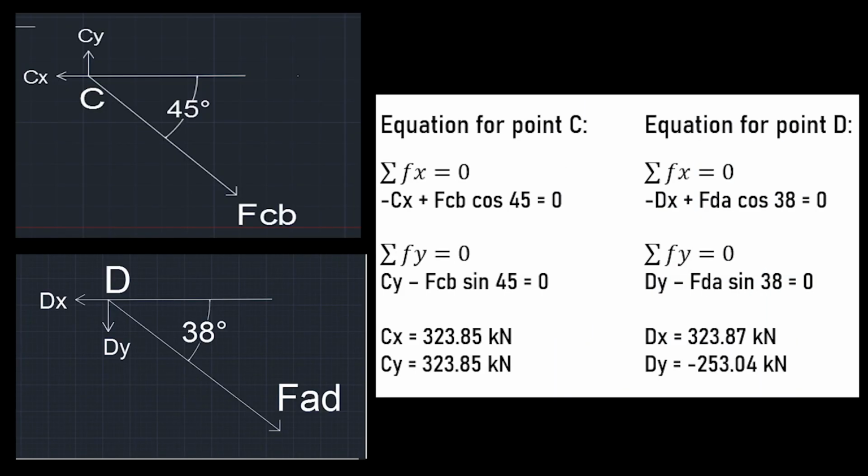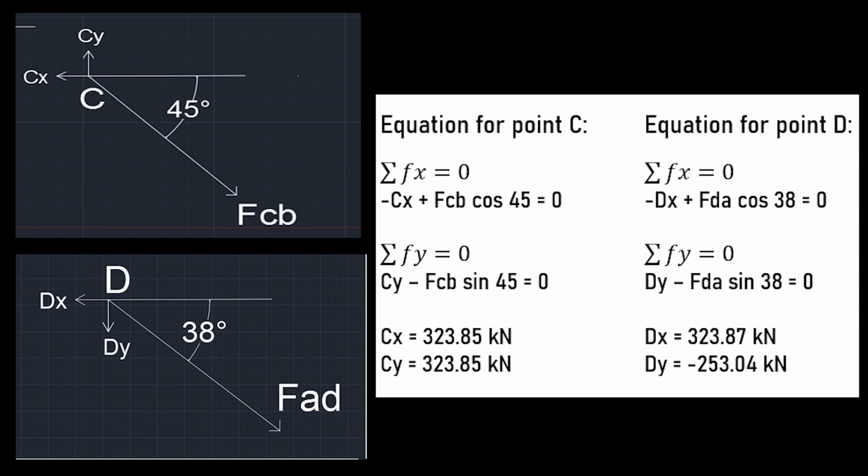And by using the values we got from the overall solution, that is FBC and FAD, we are going to solve the equations for point C and point D. And these two points also consist of two vertical components and two horizontal components. And after substituting the values, we will get CX, CY and DX, DY, like this solution shown.